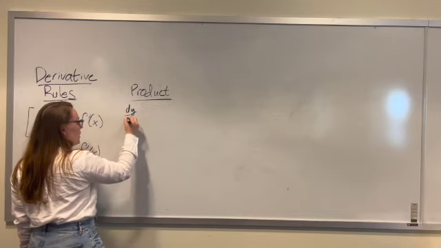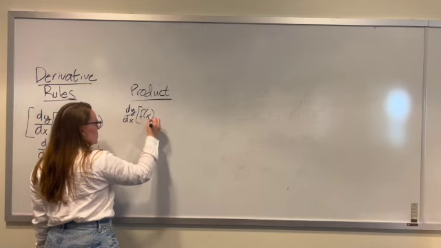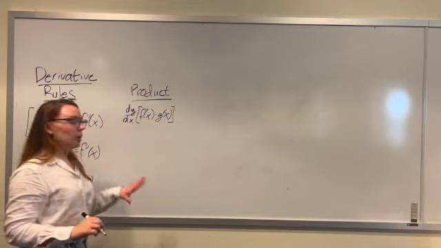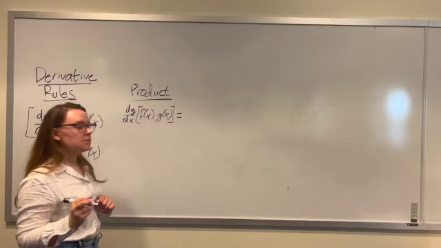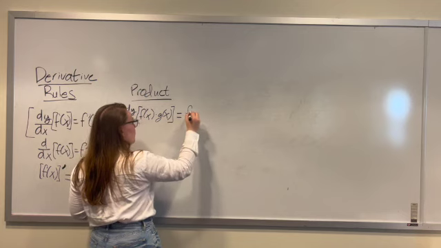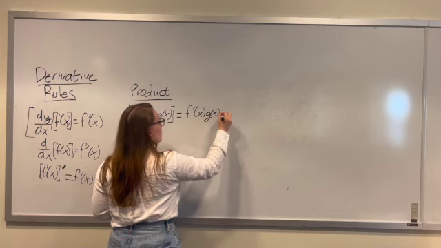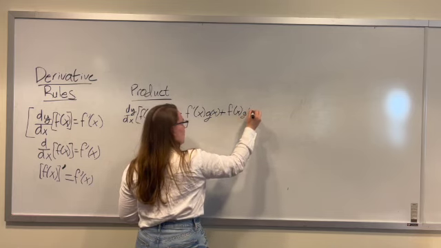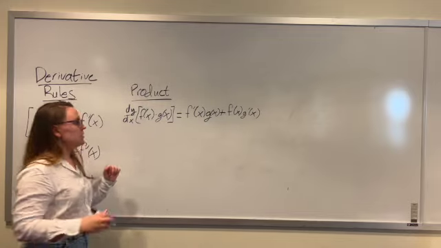Next up, we have the product rule. So we take dy dx of two functions, f of x times g of x, will be equal to, bear with me here. You may see this two different ways, but it will be the same nonetheless. F prime of x times g of x plus f of x g prime of x.